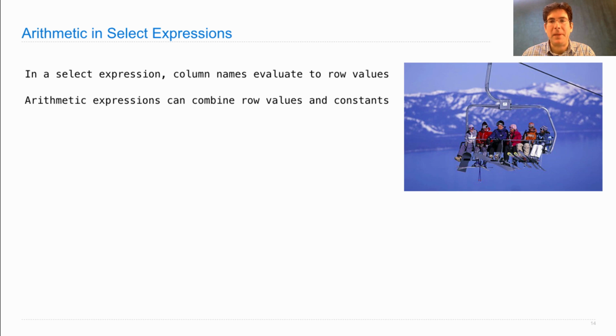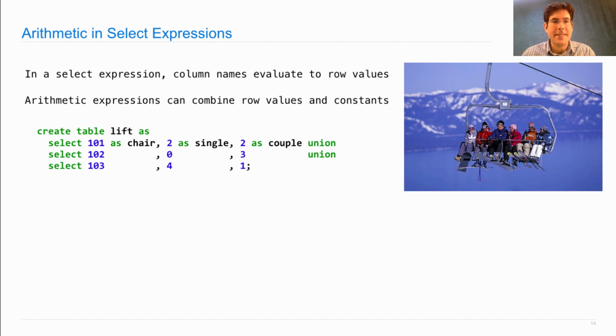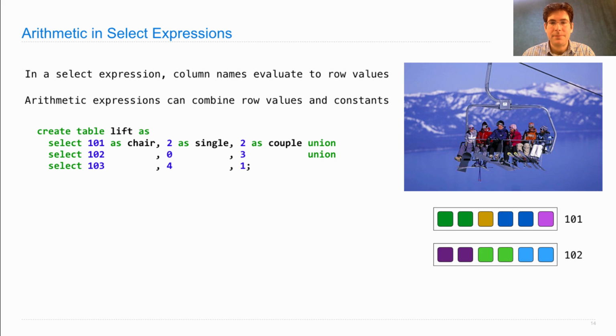We're going to do an example based on chairlifts at ski resorts. Let's say that every lift chair has a number, and it also has the number of single riders and the number of couples riding the chairlift. So this table would describe, for example, that chair 101 has 2 single riders and 2 couples, here shown in green and blue. And chair 102 is 3 different couples, and 103 is mostly single riders.